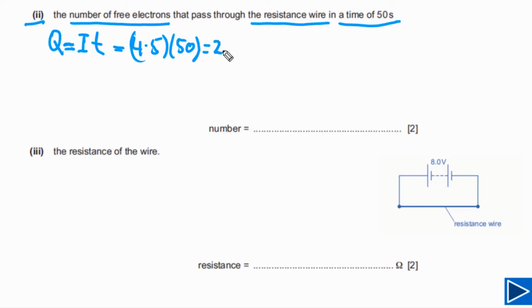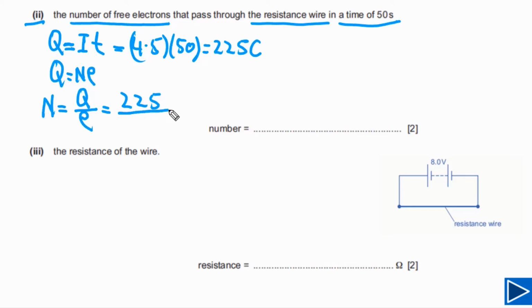Now if we solve this, our final answer is going to be 225 coulombs of charge. Now we need to find the number of free electrons. Q is equal to the number of free electrons times the charge on a single electron. But for this question we need to calculate the number of free electrons, so this will be equal to Q over the charge on a single electron. Total charge is given to us, equal to 225 coulombs. We need to divide by the charge on a single electron, which is equal to 1.6 times 10 to the negative 19.